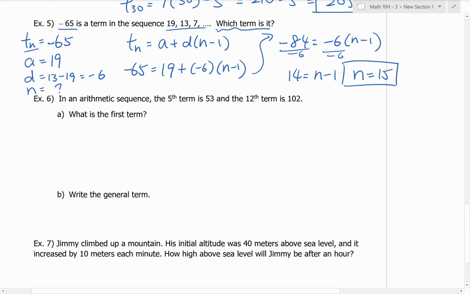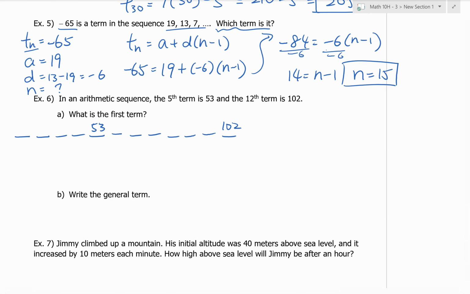Now, these terms are really relative. The location of it is relative. If I draw this question out, you get 1, 2, 3, 4, 5, and this is 53, 6, 7, 8, 9, 10, 11, 12, and that's 102. Okay, so that's the situation.